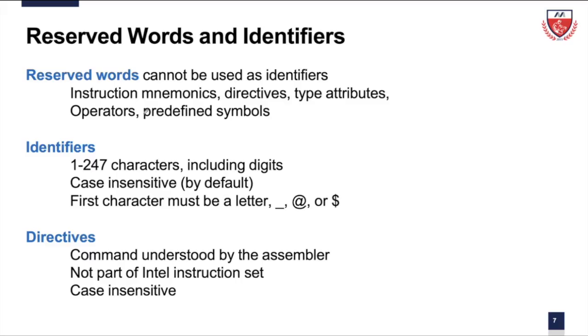So reserved words cannot be used as identifiers. These include instruction mnemonics, directives, type attributes, operators, and predefined symbols. Identifiers, no, are 1 to 247 characters, including digits. It's case sensitive, but the first character must be a letter. Directives are commands understood by the assembler. So directives are what the assembler understands, the commands that you put in.